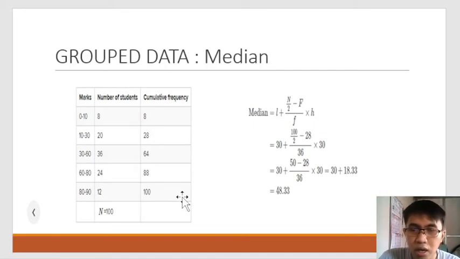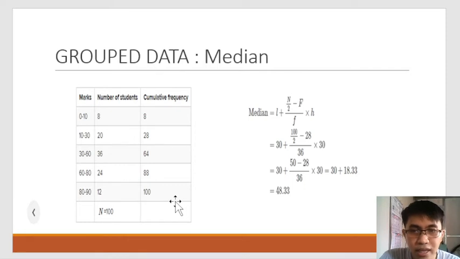So, ano po ang gamit ng cumulative frequency? Bakit kailangan natin pa siyang computein? Because important po ito para makita po natin kung nasaan yung median class na tinatawag. Kasi dun sa median class, dun pa lang natin makikita yung pinaka-median talaga natin.